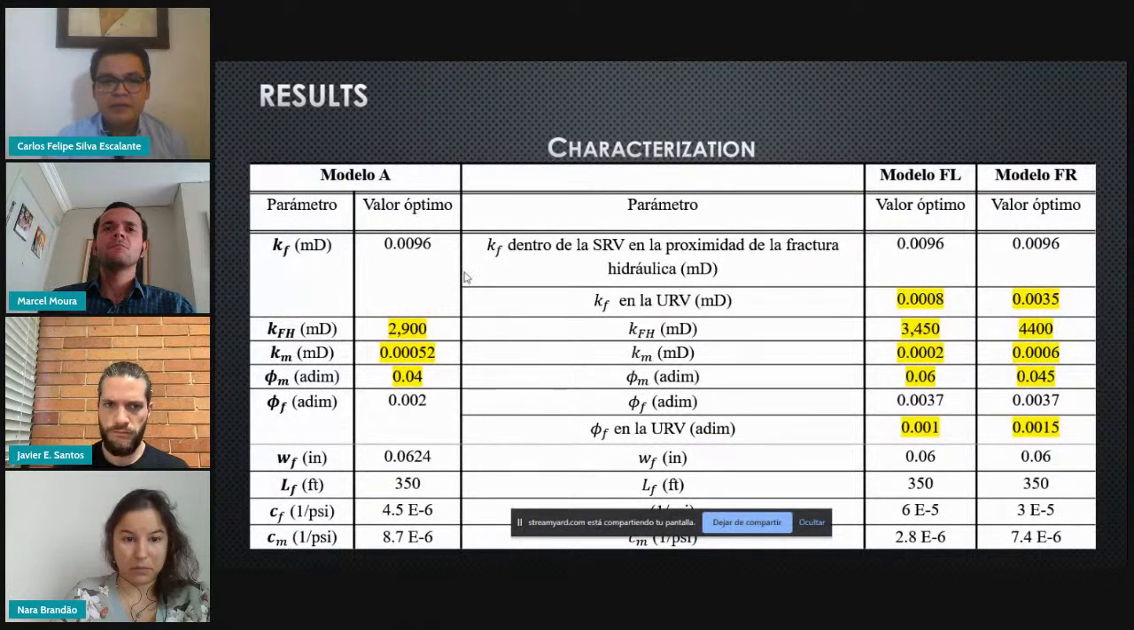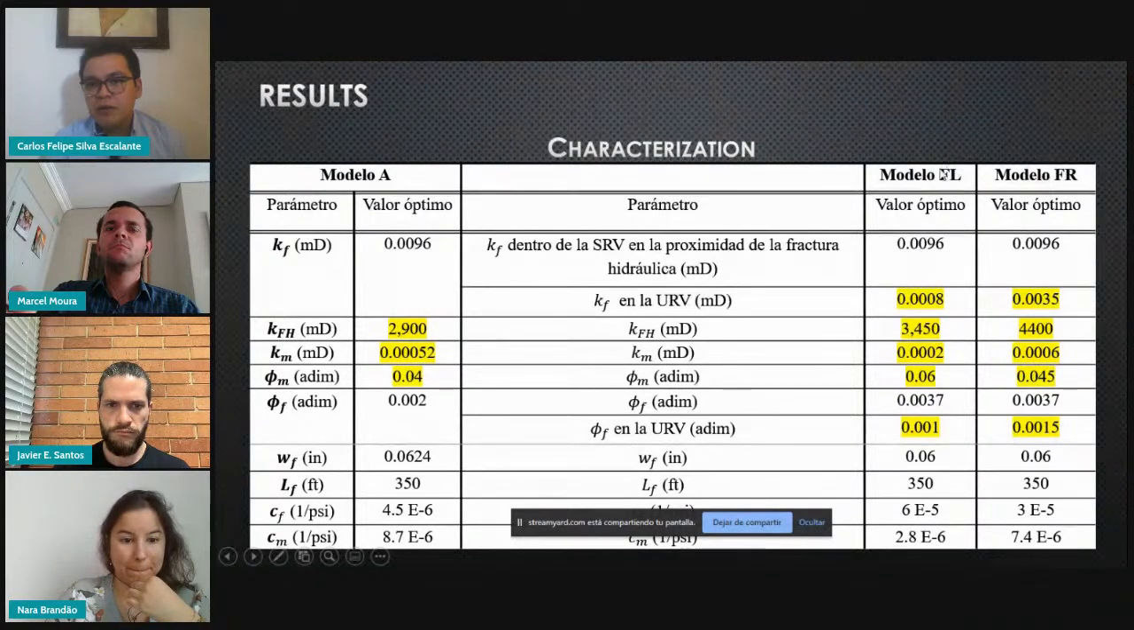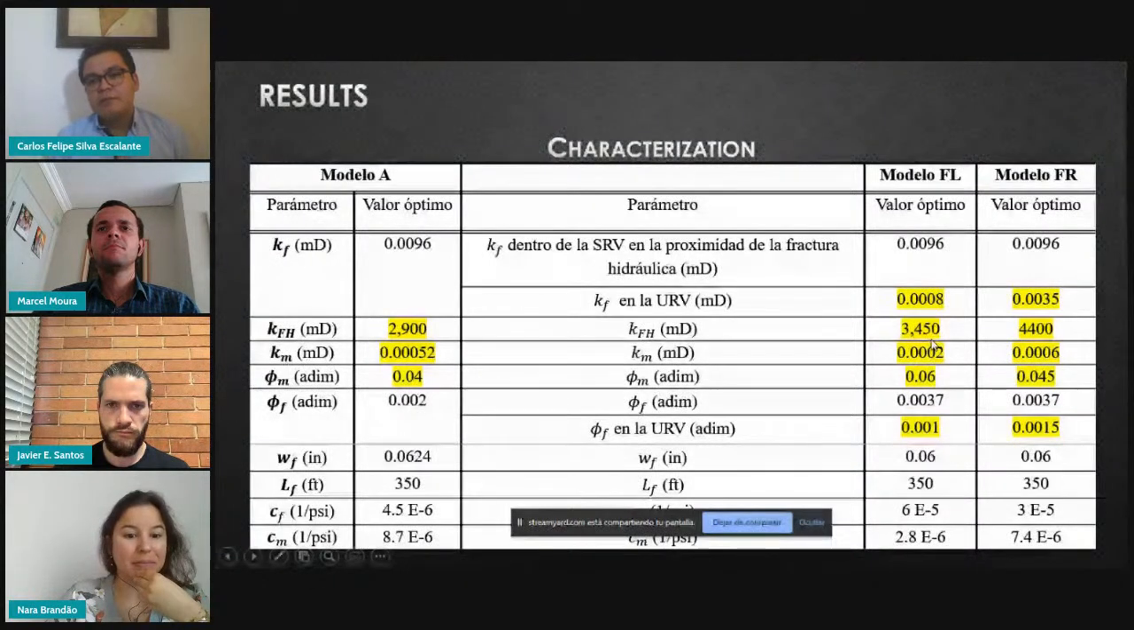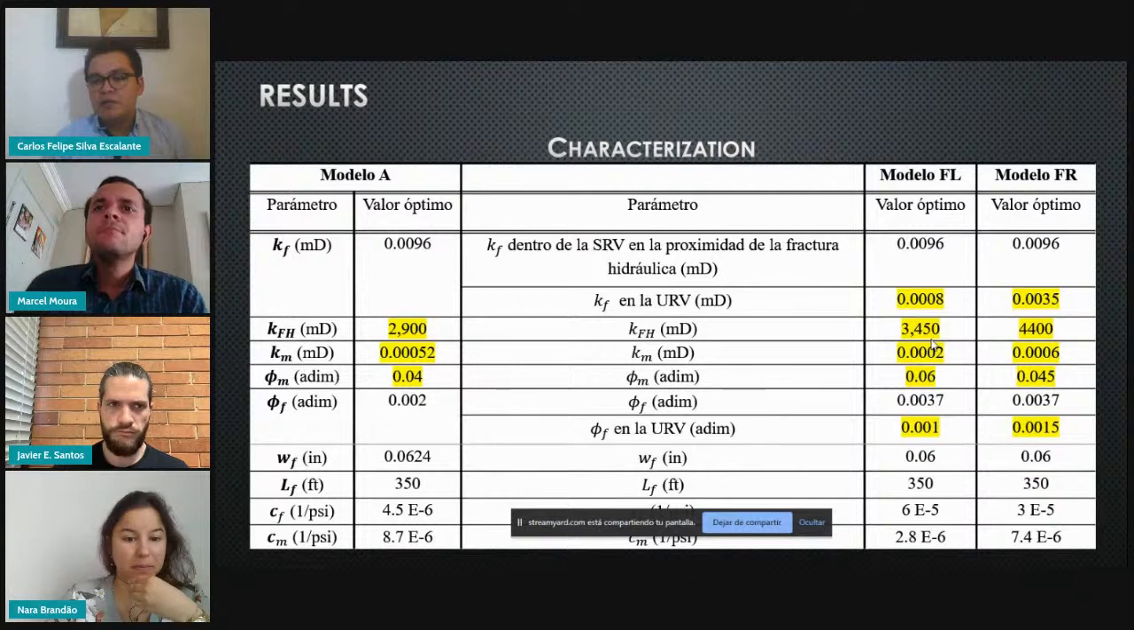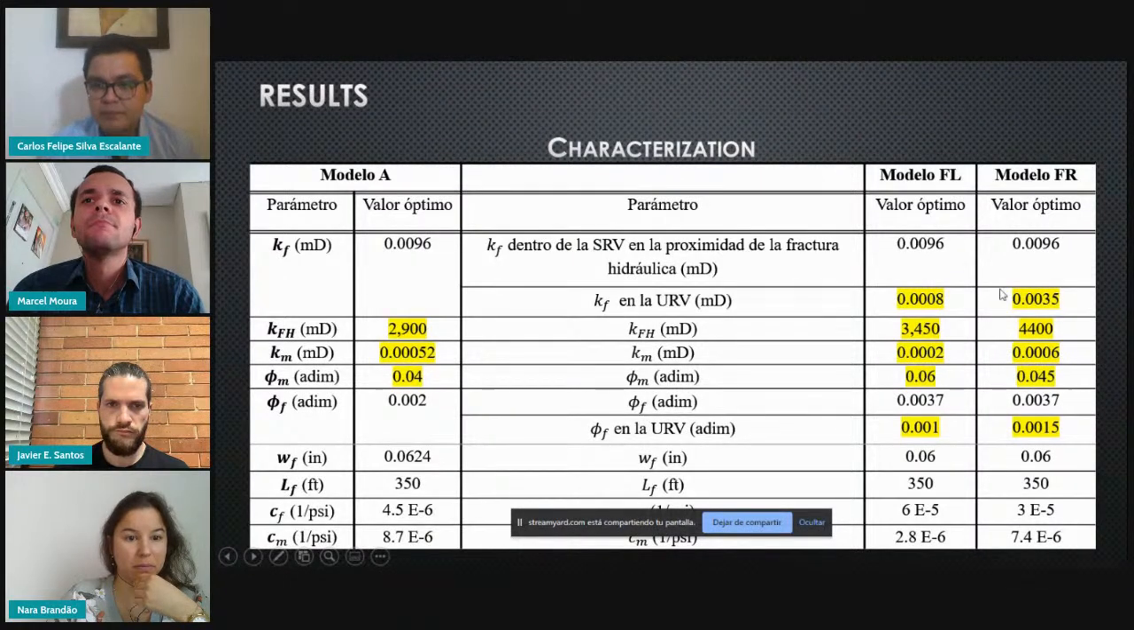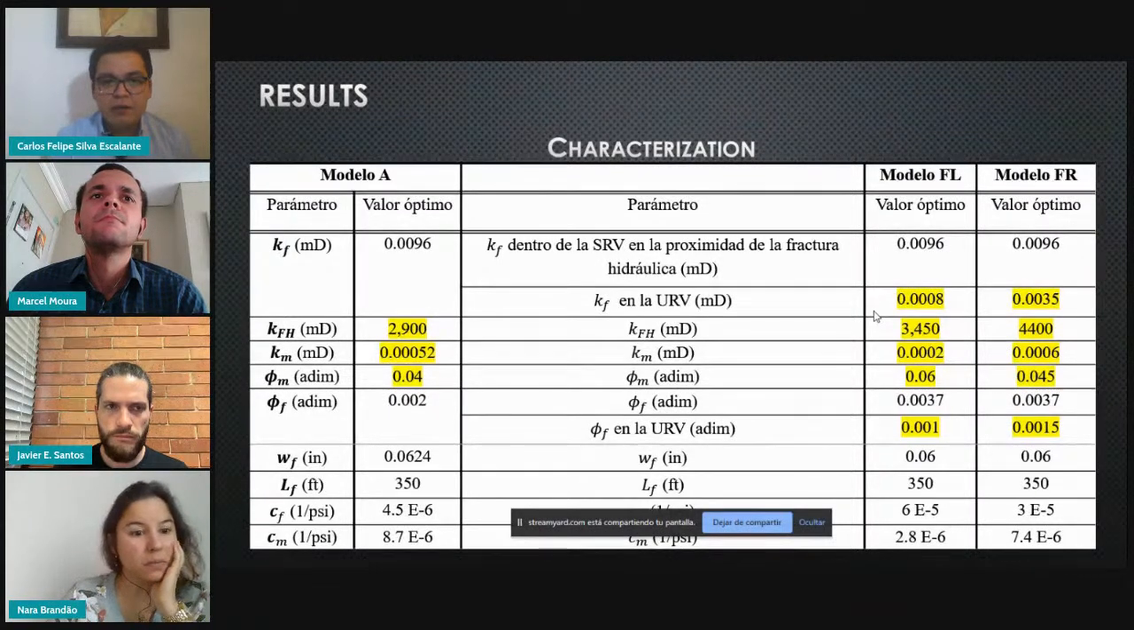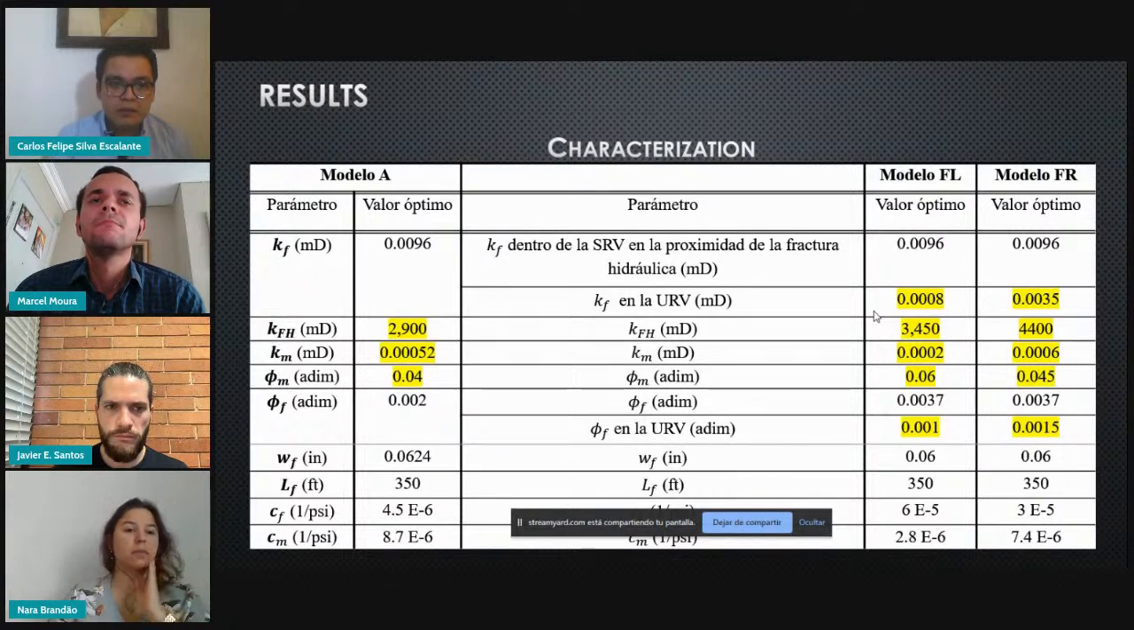Then if we compare these results in the Euclidean model, we have lower values in the hydraulic fracture permeability compared with the FR model and FL. One advantage of these fractal models is the results in the SRV, like this. Then we can compare or corroborate with the laboratory results and increase the knowledge about what type of reservoir we have, and its properties.